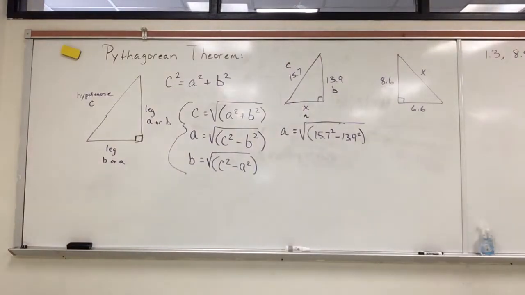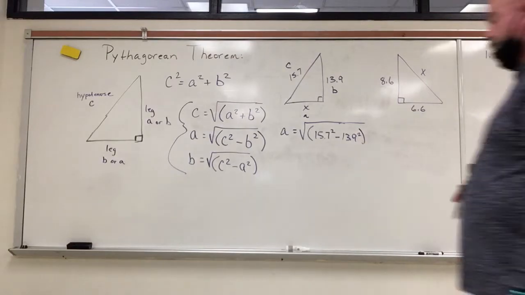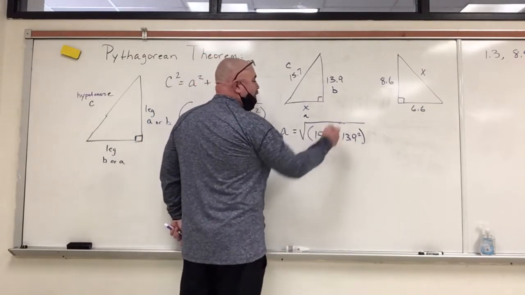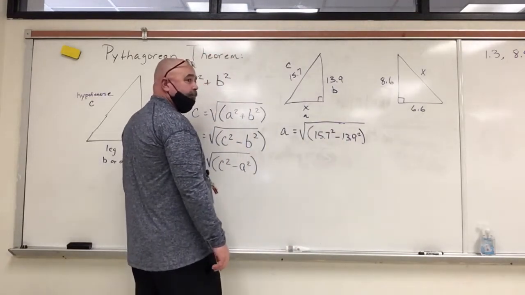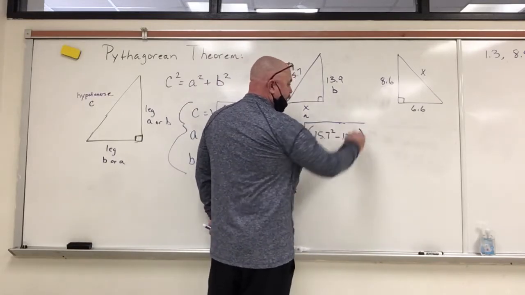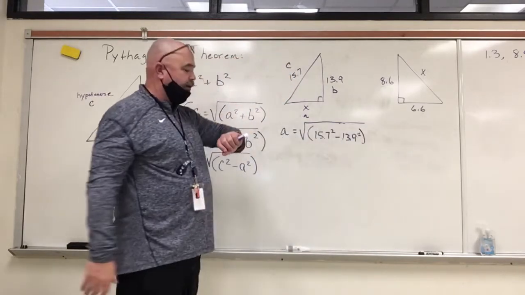I want you to find the square root sign. It should be second x2. Everybody see the x2 button? Okay, press second x2. Then I want you to type parenthesis. Now type 15.7 x2 minus 13.9 x2, close the parenthesis and press enter.